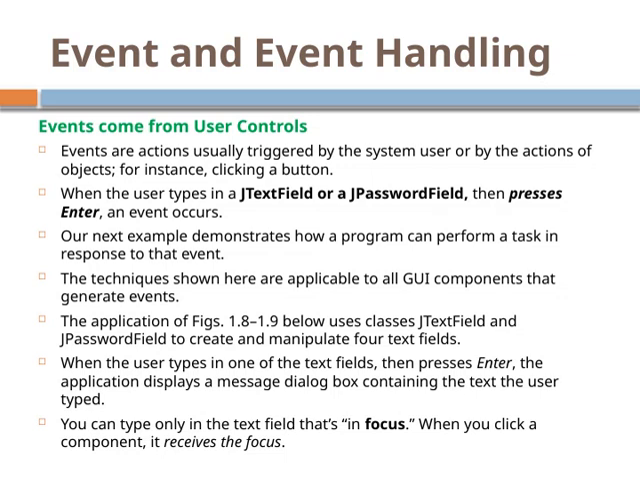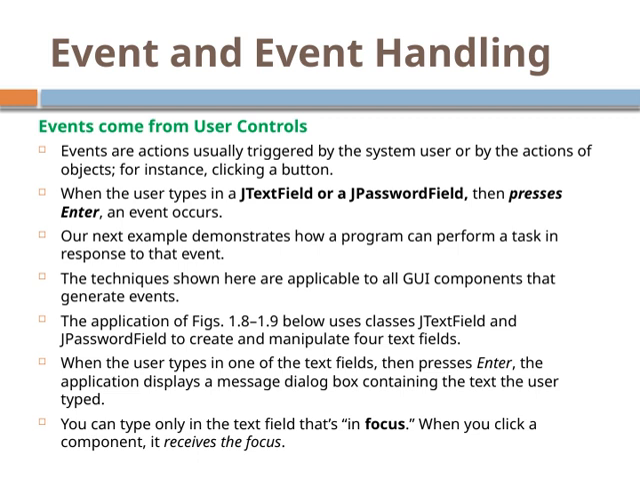Events typically come from user controls, meaning actions that the user performs or that objects trigger. For example, when you click a button, that generates an event. Another common scenario is when a user types something into a JTextField or a JPasswordField and then presses Enter. An event occurs at that moment. Now, our next example will show how a program can respond to that event by performing a specific task. The techniques we'll cover are actually applicable across all GUI components that generate events, not just text fields.